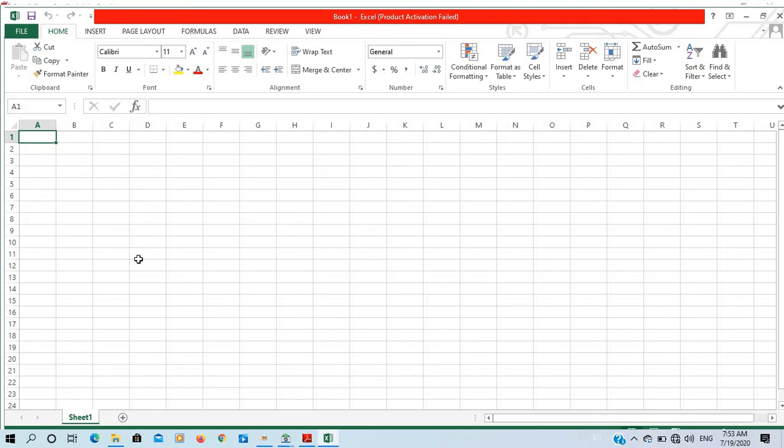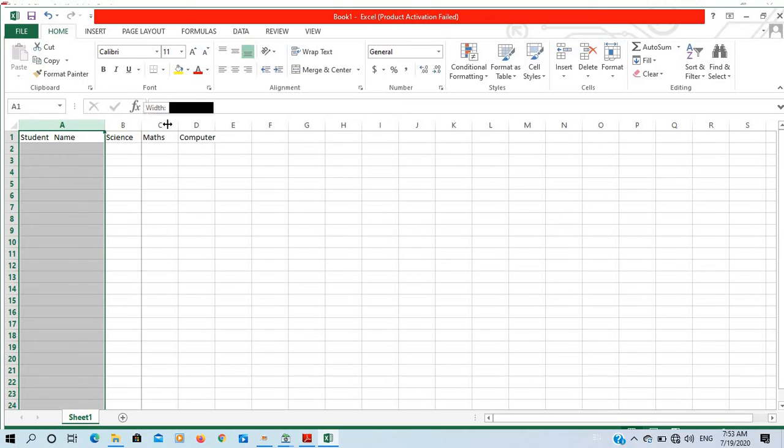For example, you can see I am writing again here student. In the first cell I want to write student name, then in second, science, maths, computer. Okay, now we have these four. See how I am expanding it.